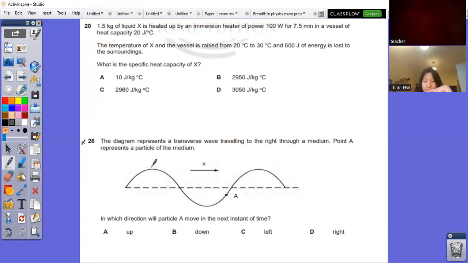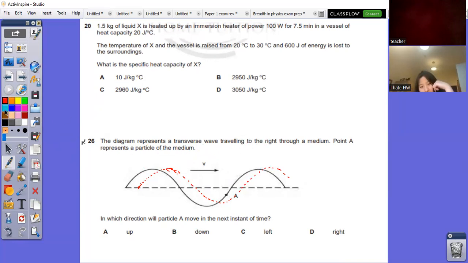So this is the wave in this moment in time, and it is moving in this direction. After a few seconds later, where will the wave be? That's the question we need to ask ourselves. It's going to be somewhere here. All right. So it's moving in that direction. Yes, it's going right.